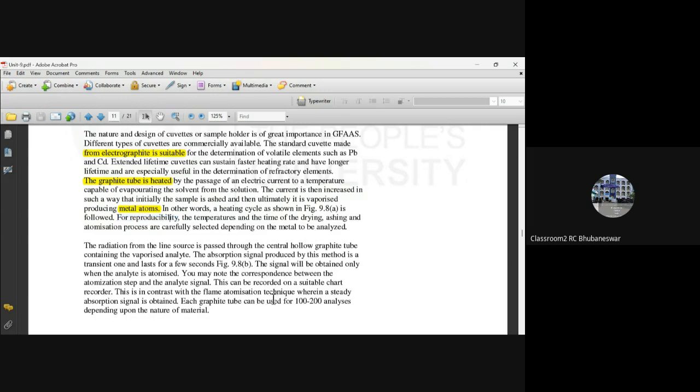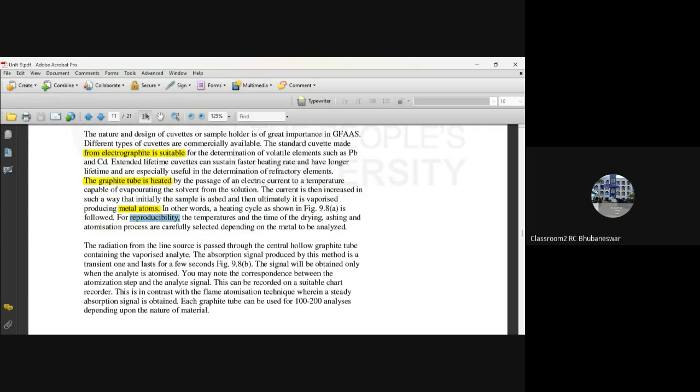This one is very important. This word, reproducibility, is very important. Today I am doing an experiment. What do you mean by reproducibility? If you are doing a job as a chemist in some analytical industry, nowadays there are a lot of chemist posts. Recently one NTPC chemist post is there and OPSC chemist post is there. So a lot of things are there.